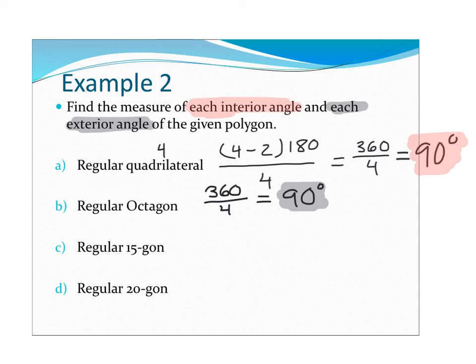Now let's do it for a regular octagon. How many sides does an octagon have? 8. So what's our equation going to be to find each interior angle of an octagon? 8 minus 2 times 180 divided by what? 8. So what do we get?